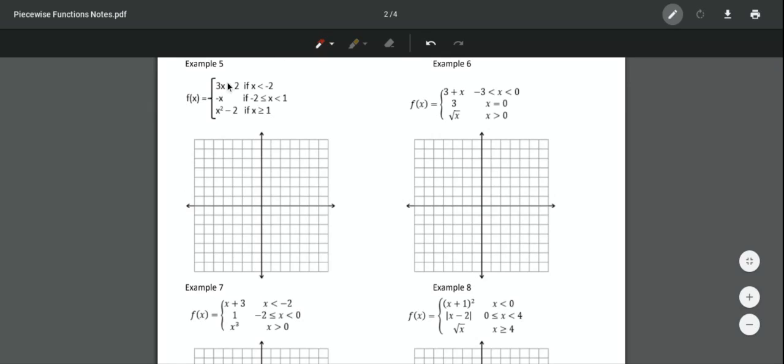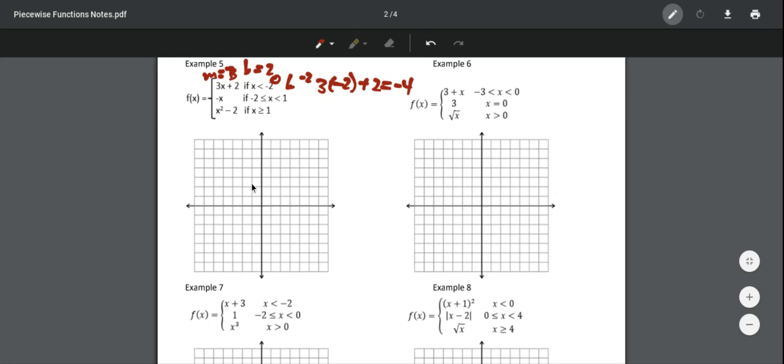Number 5. So we have a line that has a slope of 3 and a y-intercept of 2. And it's to the left of -2 with an open circle. So the best way to do this is to plug in this -2 here. So we get 3 times -2 plus 2. -6 plus 2 is -4.